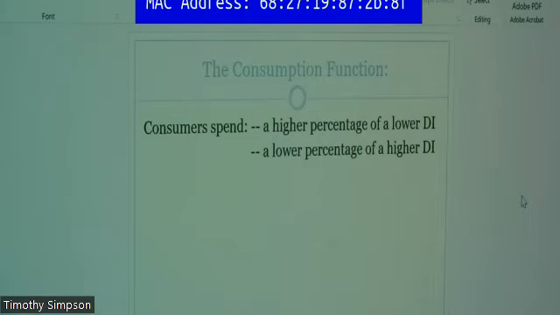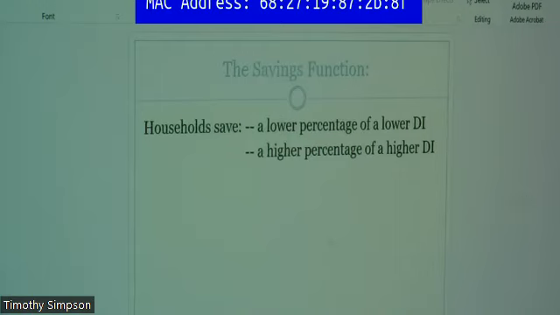So, okay, the consumption function. It's not surprising that low-income households spend a higher percentage of disposable income, and higher-income households spend a lower percentage. What is the complementary idea? Well, it's the complementary function mathematically. These two tie together, which is what we put on the board a minute ago. Households save a lower percentage of a lower disposable income, and a higher percentage of a higher disposable income, to the point where most of the savings in the country comes from higher income households.